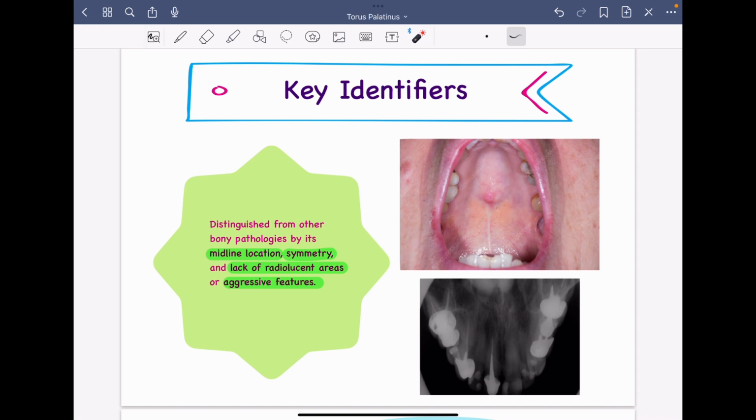So when any lesion is not fitting well into the criteria, if at all 2 or 3 key identifiers are missing, then you can suspect another lesion. But definitely in that case, Torus palatinus will not be your diagnosis. Then you will have to look for certain other key findings to label it as any other pathology.